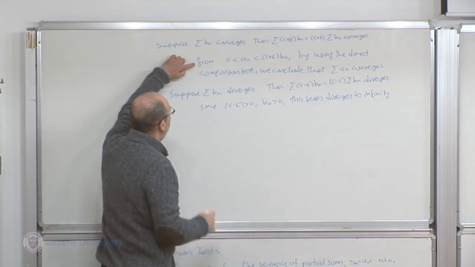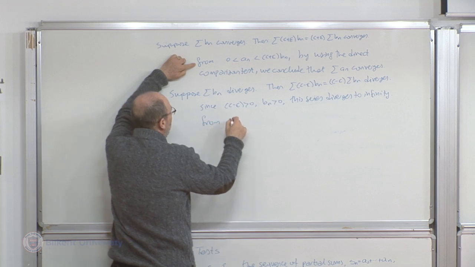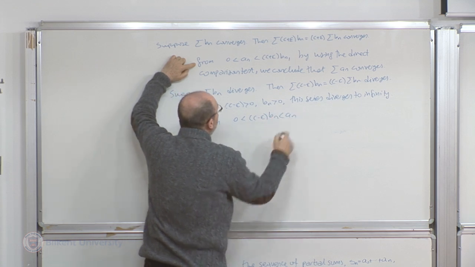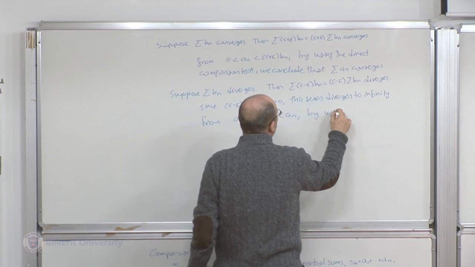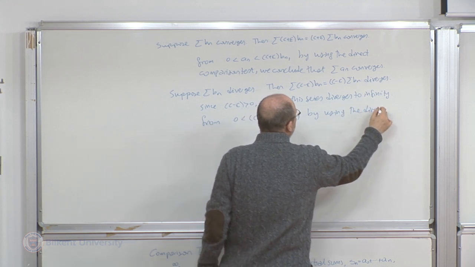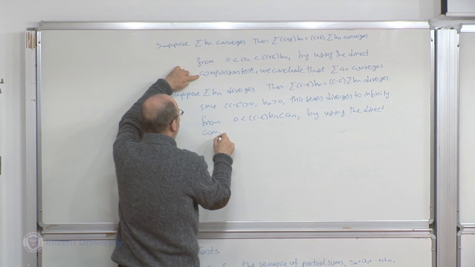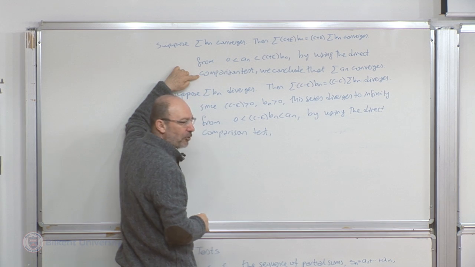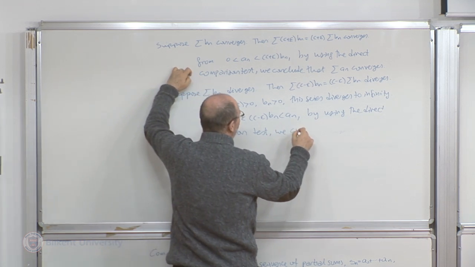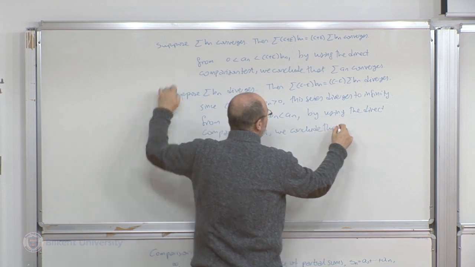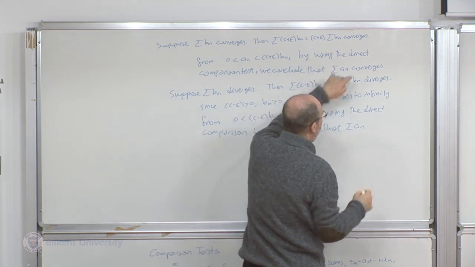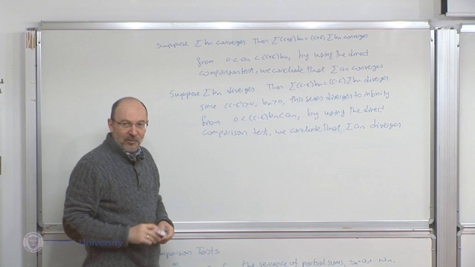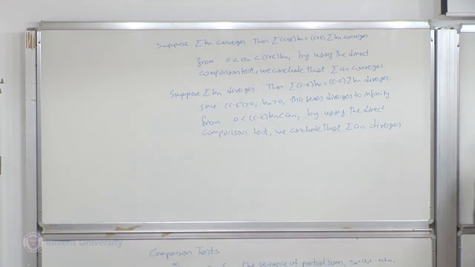Okay. Now I repeat the same argument here. From 0 less than C minus epsilon Bn less than An, by using the direct comparison test. So you see how easy it is to do mathematics. You just copy. If an idea works, you just copy it and it works. We conclude that summation An, but be careful this time, this diverges. Okay? So this is the basic equality.